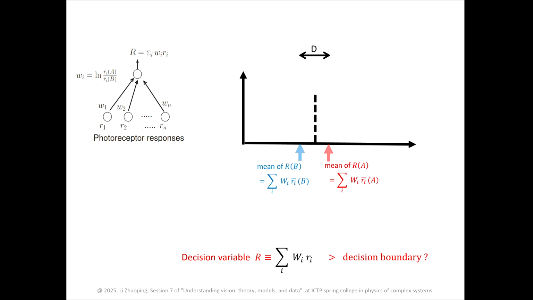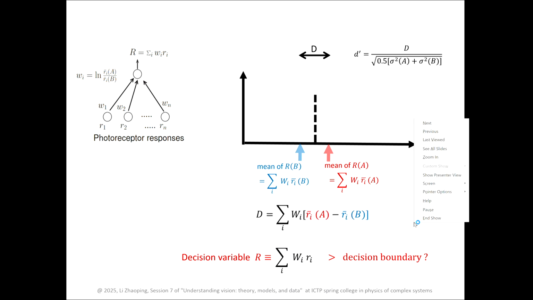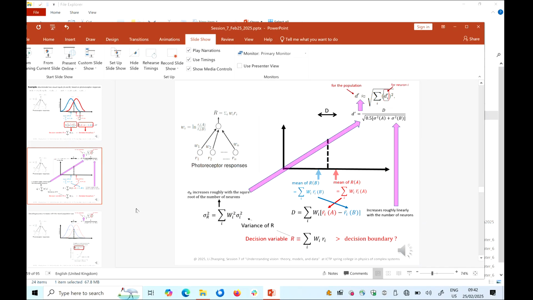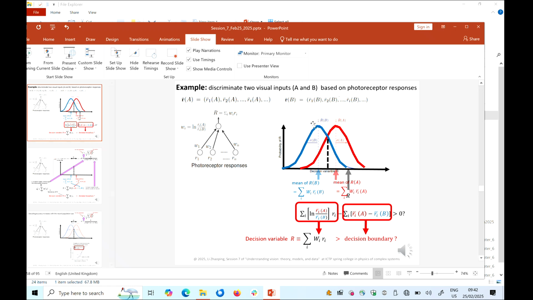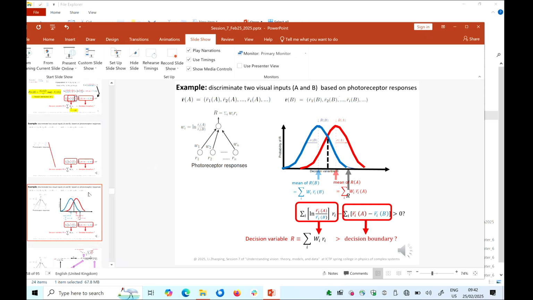Let's look at this distance d, and then the discrimination index d prime. The d is the distance between these two, and somehow it disappeared.